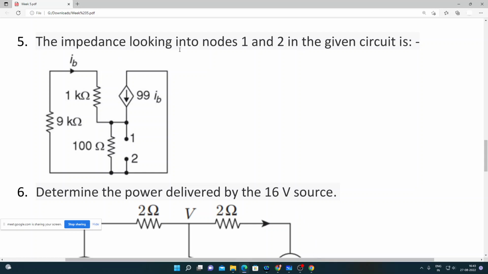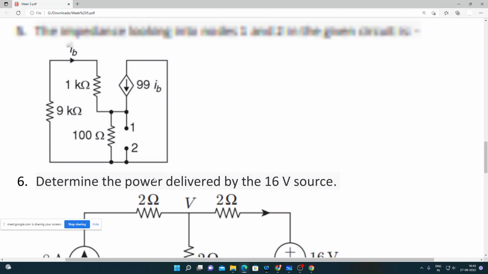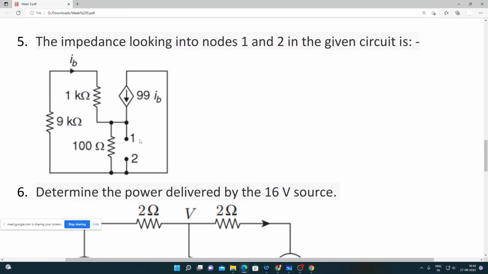Okay, so the impedance looking into nodes 1 and 2 in the given circuit. So we need to find out the impedance, that is again the Thevenin impedance, while looking into 1 and 2. These are my terminals. So again we have a dependent current source, so that is 99 IB, and IB is this current. Since we have a dependent current source and we do not have any independent source here, we need to connect an independent voltage source across 1 and 2 and then compute the current that is coming out of this one terminal. Voltage by current will be the impedance, and that is my Thevenin impedance.